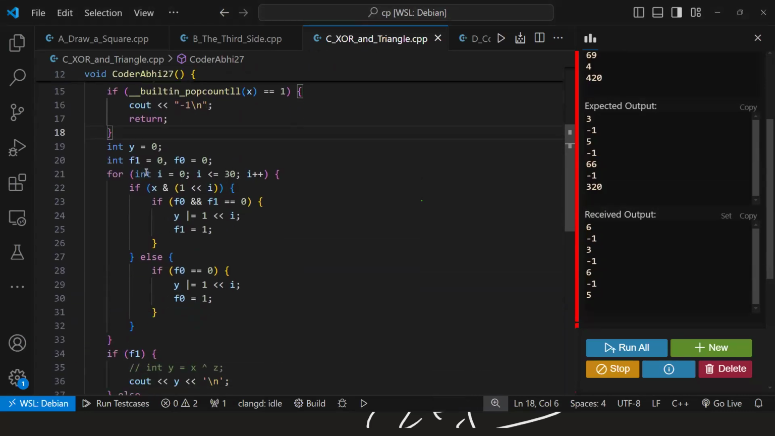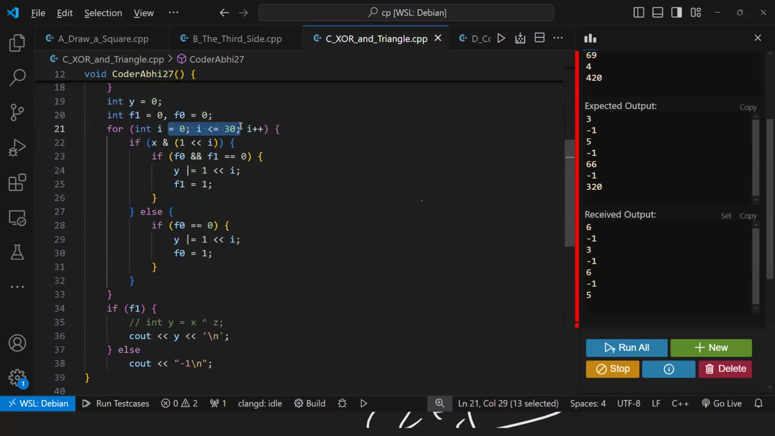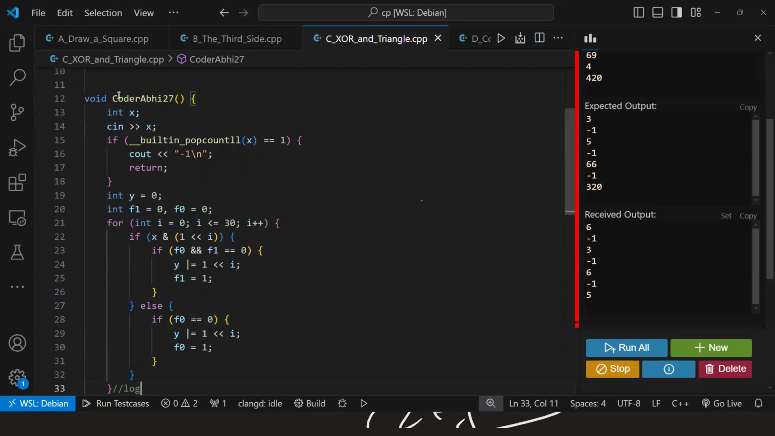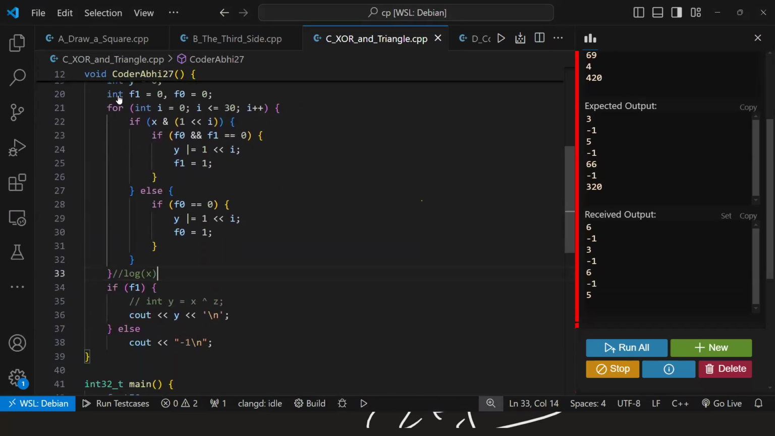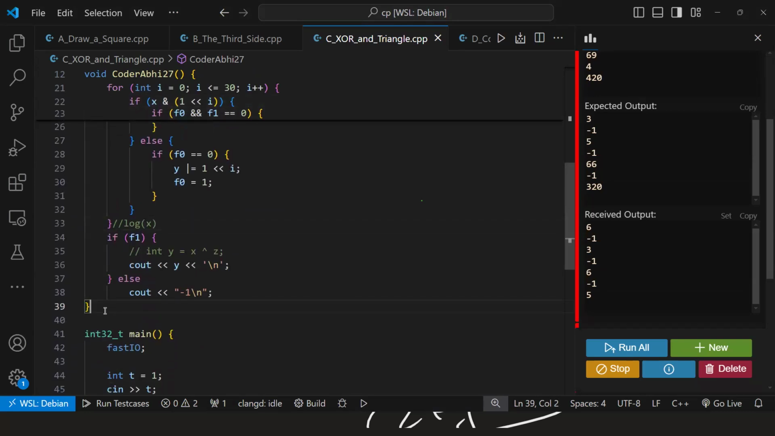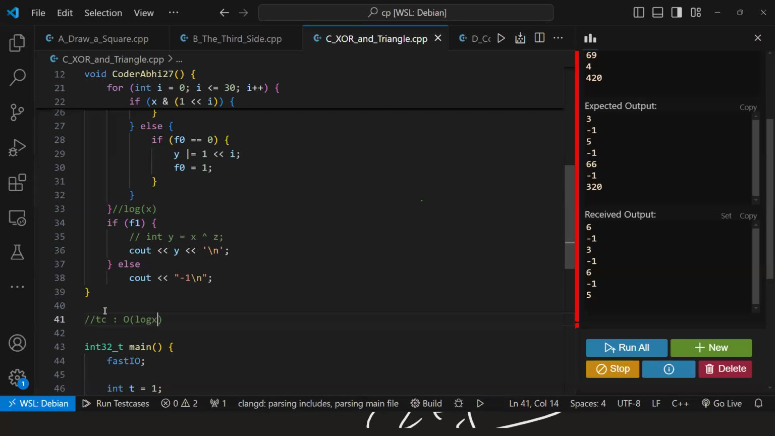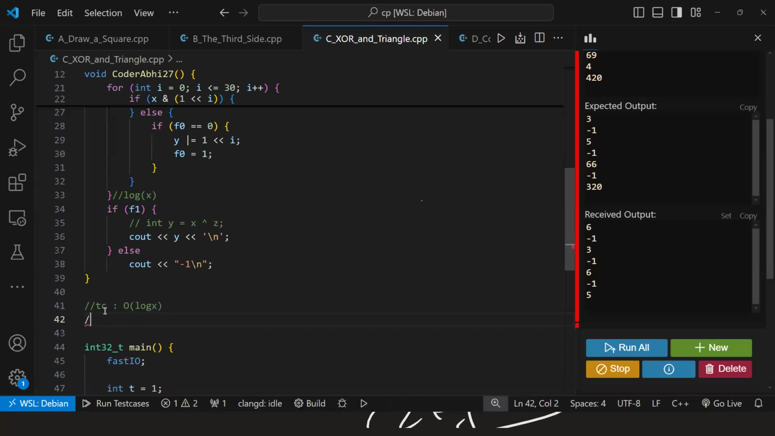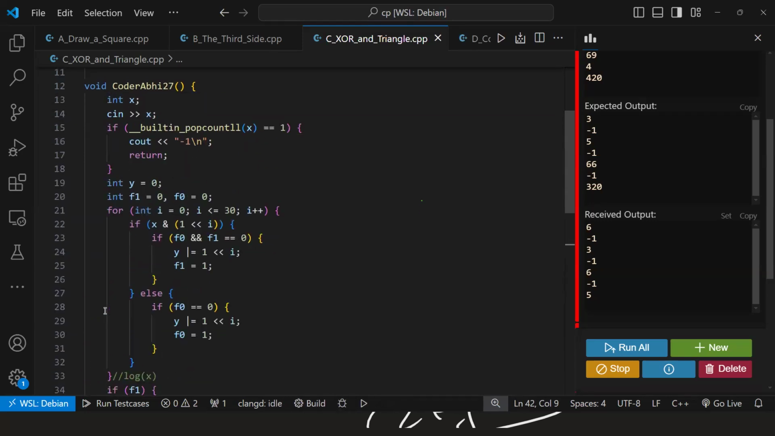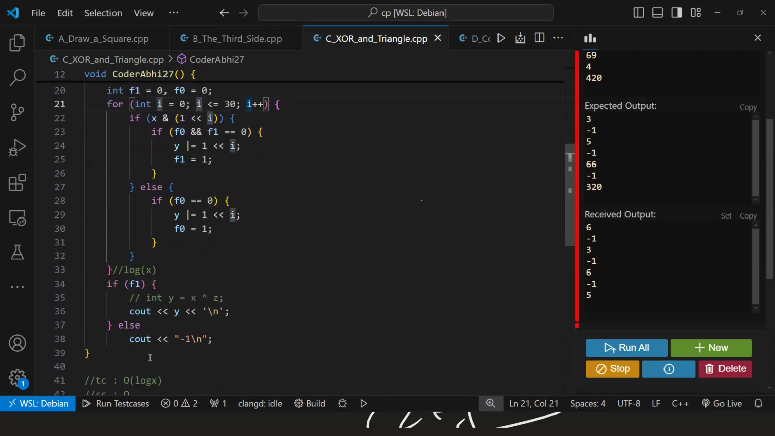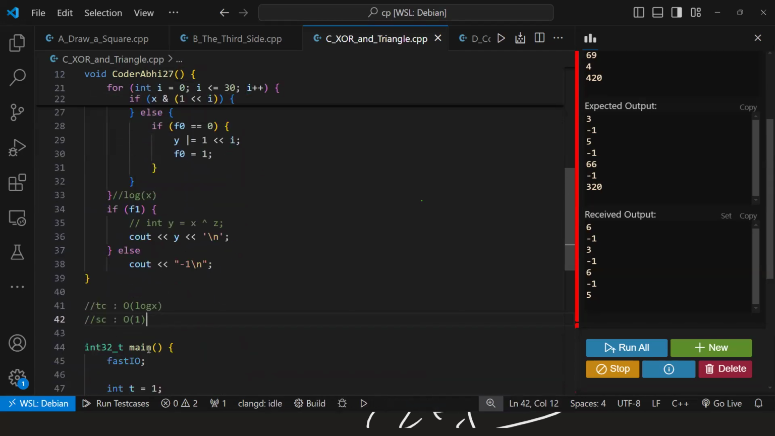For time complexity, I'm just running a loop from 0 to 30, over all the bits. So this is like log of x, you can say. And this is just an if-else condition. So my time complexity is order of log of x, and my space complexity is, I am not using any extra space, just these variables, which is order of 1, constant space.